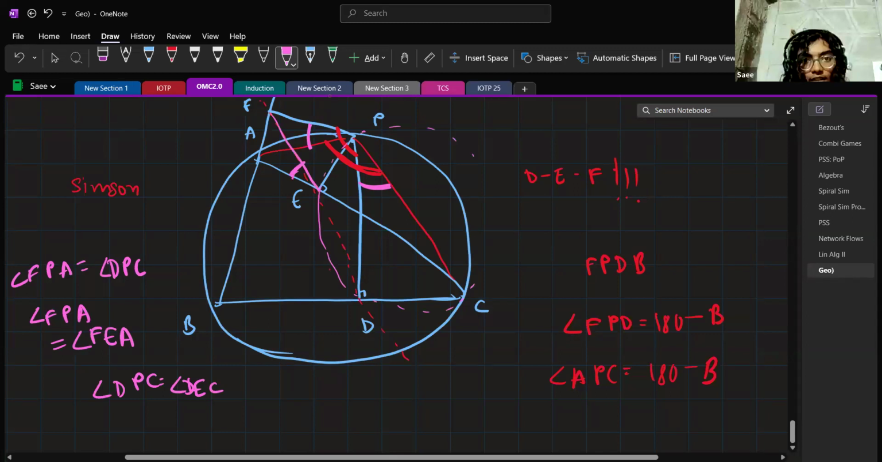So the key point is to observe that since there are so many 90 degrees, there are a bunch of cyclic quadrilaterals, and then proceed from there. That's very well done. Basically just chase angles. So now you get that angle FEA is equal to angle DEC. So that must mean that these are all collinear.